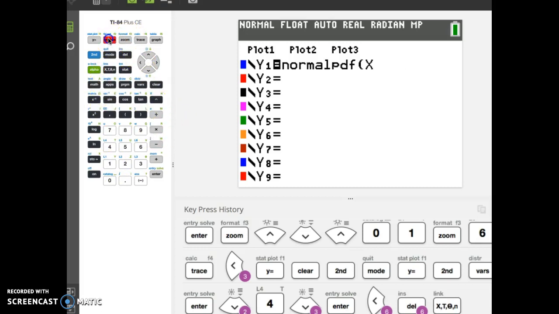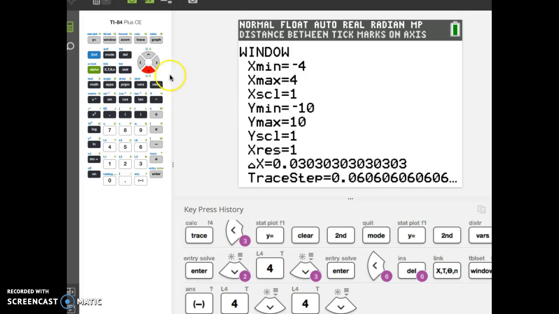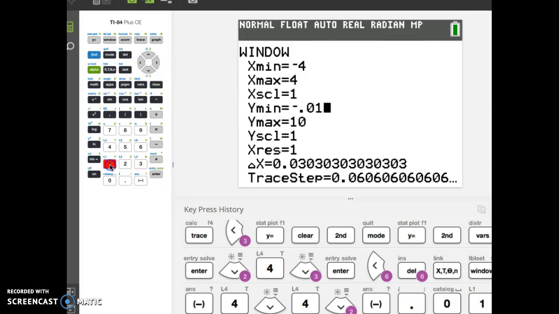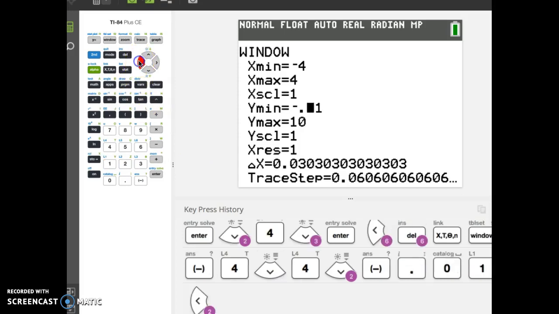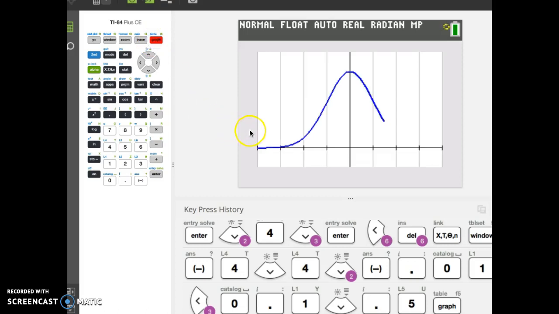Then go to your window. The window should be negative 4 to 4, counting by 1. Your y-min needs to be a little bit below 0. We're going to go with negative 0.1. And for the y-max we're going to use 0.5. Hit graph. So this is what a normal curve looks like.